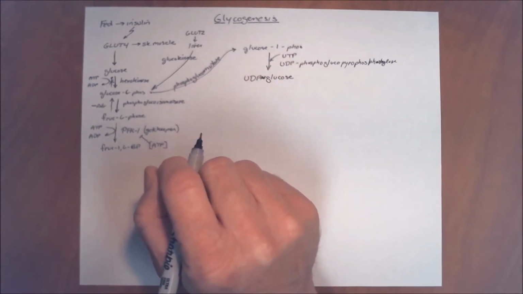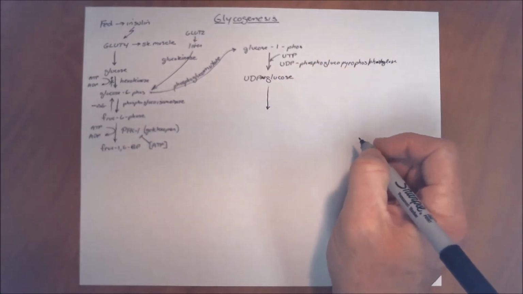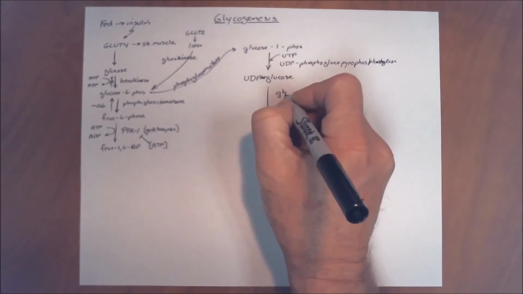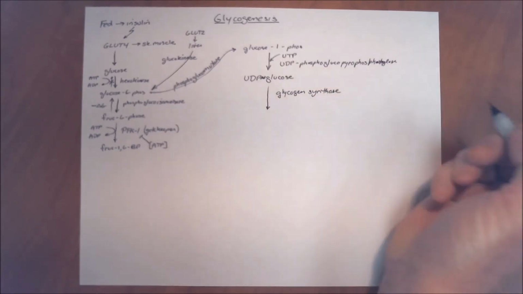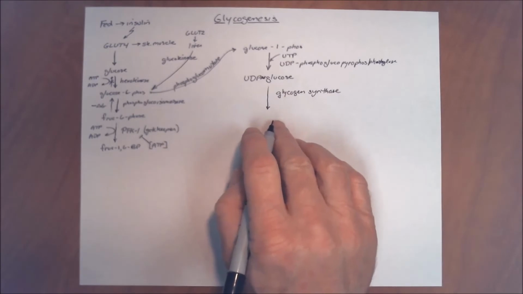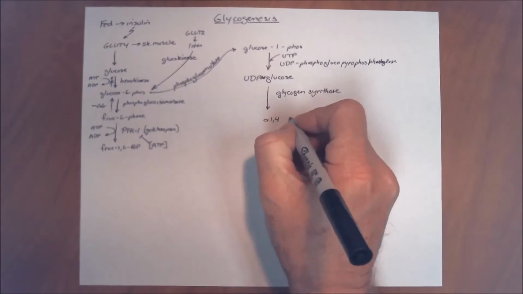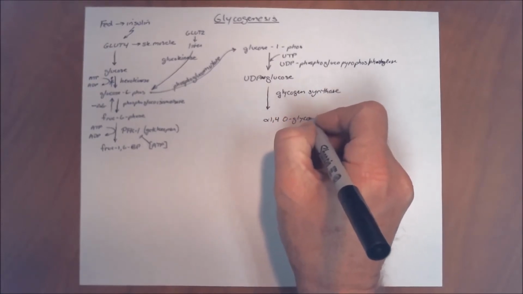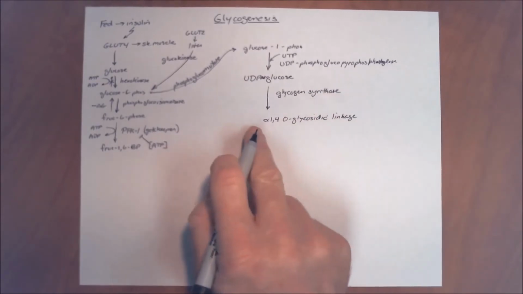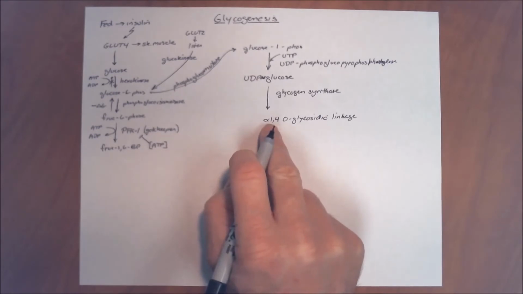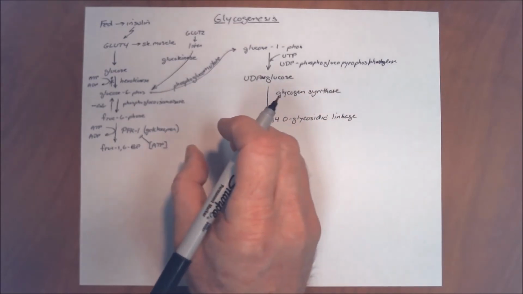Now a question begins: the next step is to add this to the growing glucose polymer. And this is going to be done by glycogen synthase enzyme. So glycogen synthase will add UDP glucose in an alpha 1,4-O glycosidic linkage. Recall this is the same linkage that is used in starch. So we will be taking the UDP glucose and adding it to the growing glucose chain.